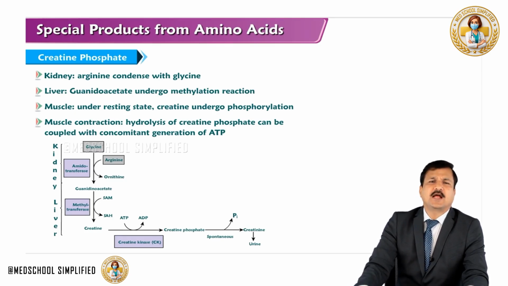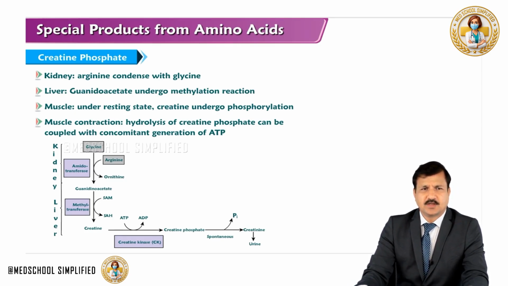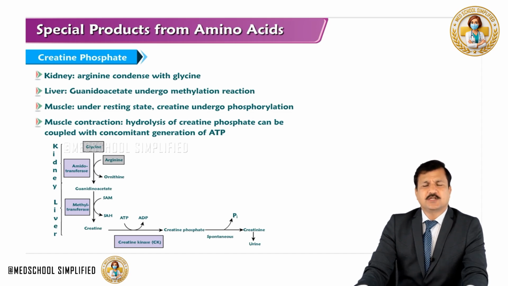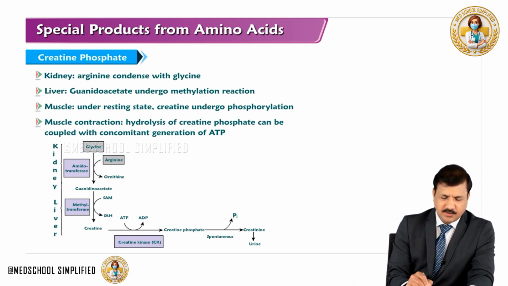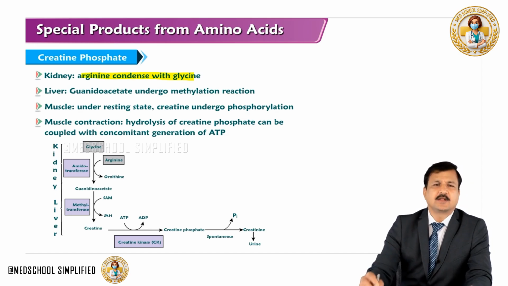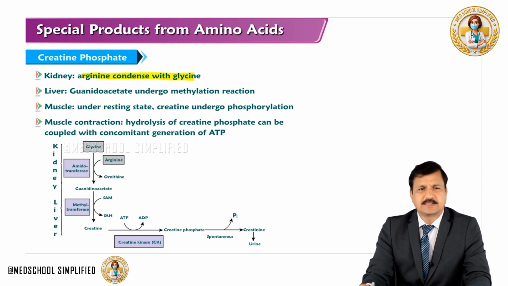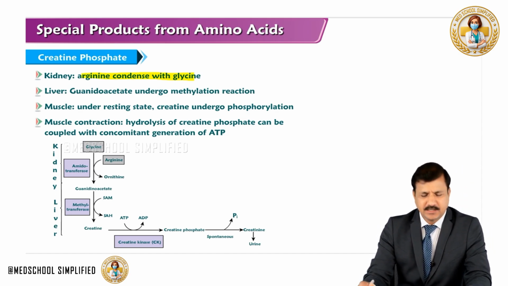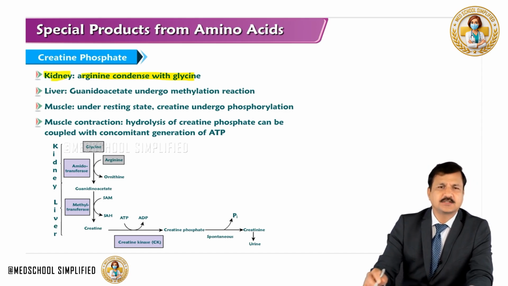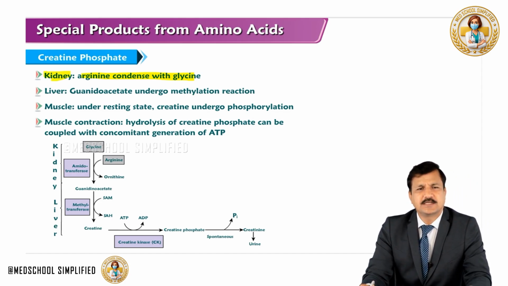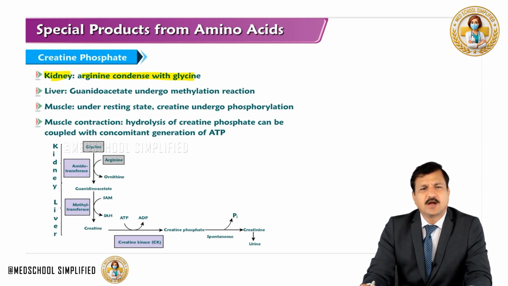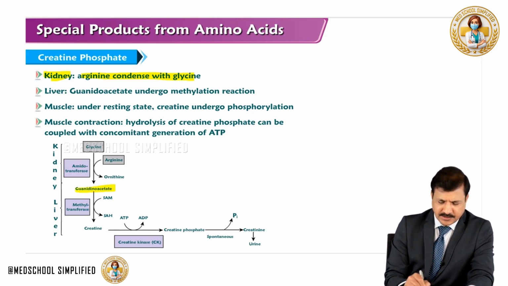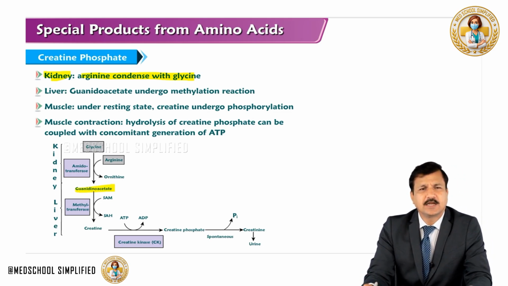First is creatine phosphate. Creatine phosphate is coming from two amino acids, that is arginine and glycine. Note that in the kidney, arginine is going to condense with glycine by amidotransferase enzyme and form guanidinoacetate. So, the guanidinoacetate formation happens in the kidney.